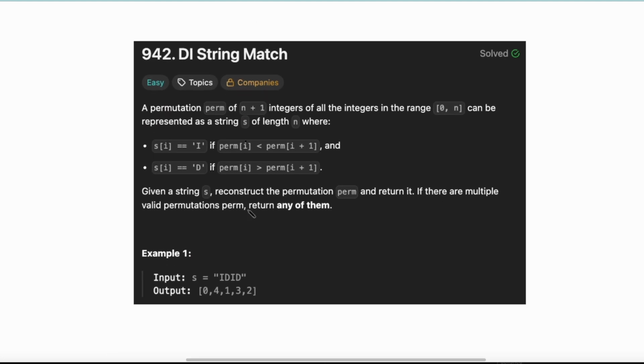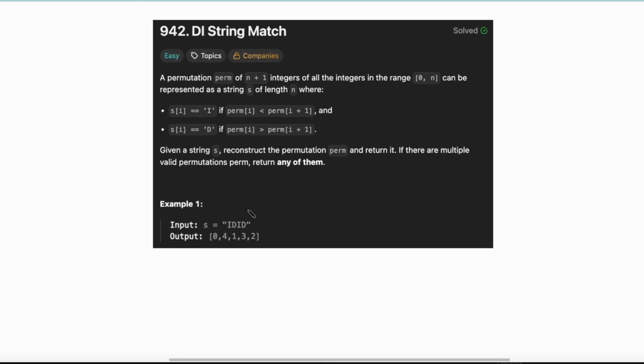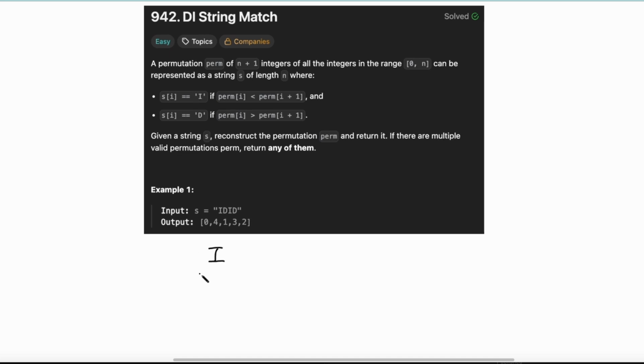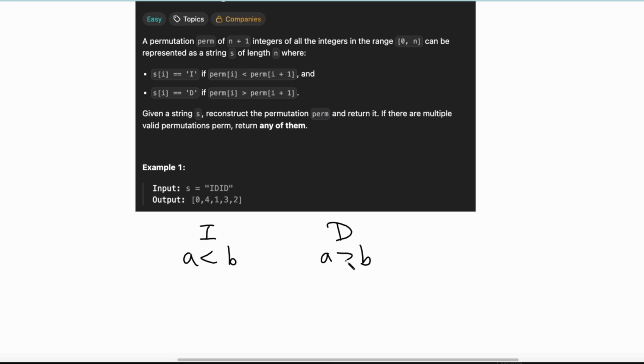We're basically given a string, and the letters of the string contain only I and D. I and D describe the relationship between numbers within the permutation. I means that the previous number is less than the current number, and D is the exact opposite. So if A and B were placed chronologically, then this I and D will describe such a relationship between A and B. So how do we reconstruct it given ID?